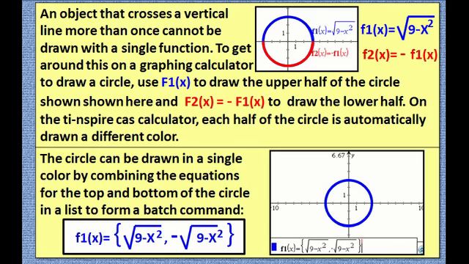An object that crosses a vertical line more than once cannot be drawn with a single function. To get around this on a graphing calculator when drawing a circle, assign f1 of x to draw the upper half of the circle, as shown here, and f2 of x equal to minus f1 of x to draw the lower half. On the TI-Nspire CAS calculator, each half of the circle is automatically drawn in a different color. The circle can be drawn in a single color by combining the equations for the top and bottom of the circle in a list to form a batch command.